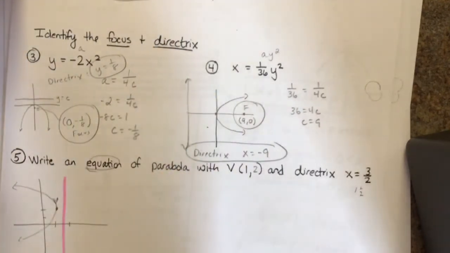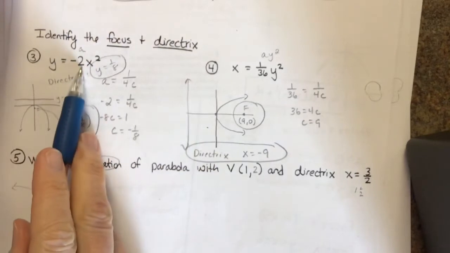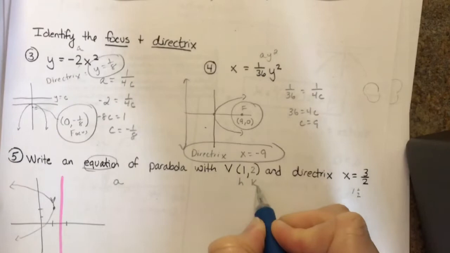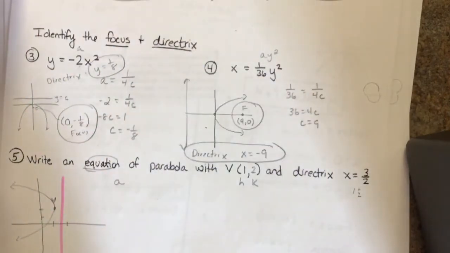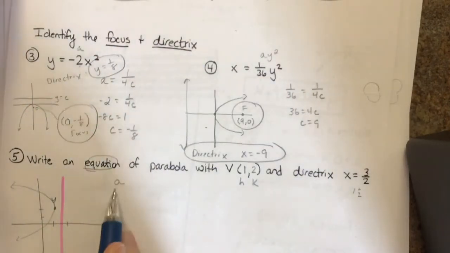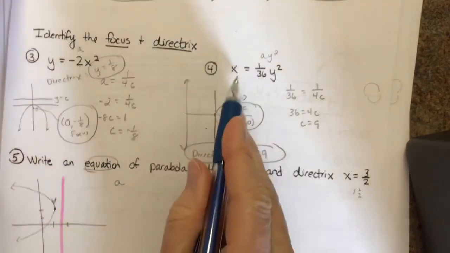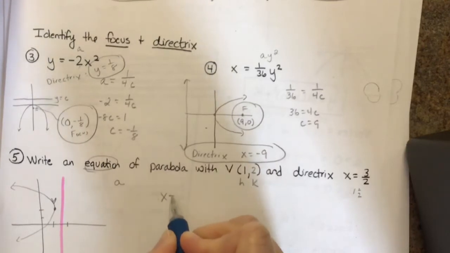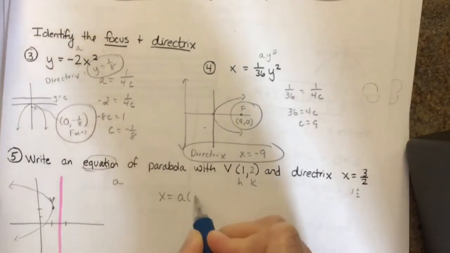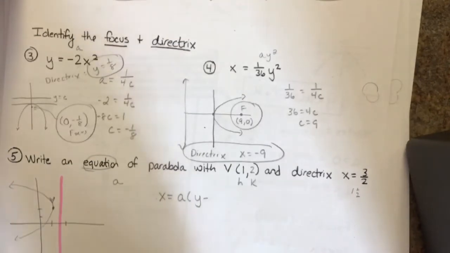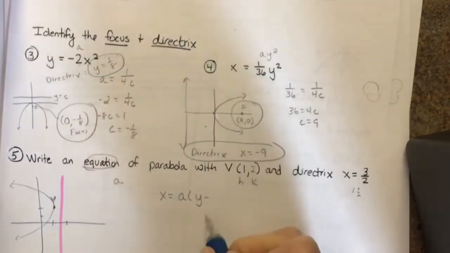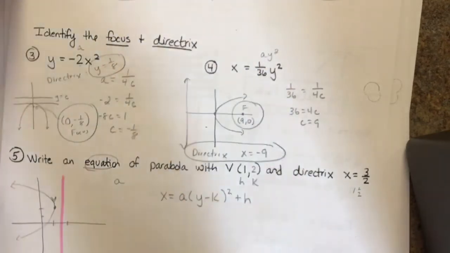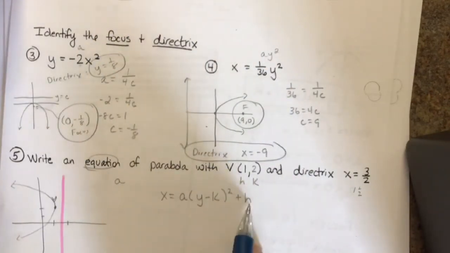You need how many things to write an equation? Well, you need a, and you need h and k, which we have. Now, what's the base? Do I start out with x equals or y equals? Well, when it points right or left, you start out with x equals, and then it's a parenthesis, y minus k quantity squared, plus h. I have h, I have k, I can plug them in.